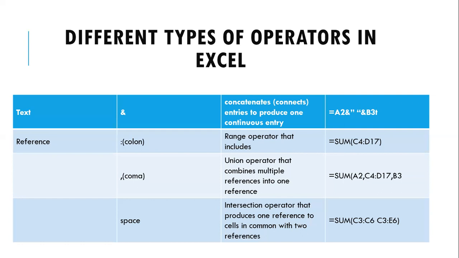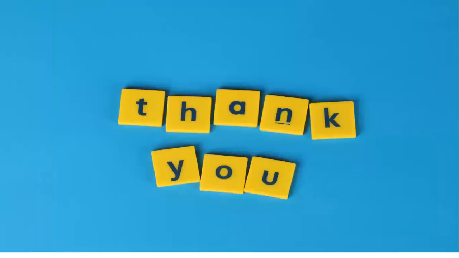The other one is space, which gives an intersection operator, where it produces one reference to cells in common with the two references. As you can see in the example, equal sign, summation bracket C3 colon C6, then you leave a space, C3 colon E6. Now the space there shows the intersection which can be produced by these references between these two of them. So that's all for this video.